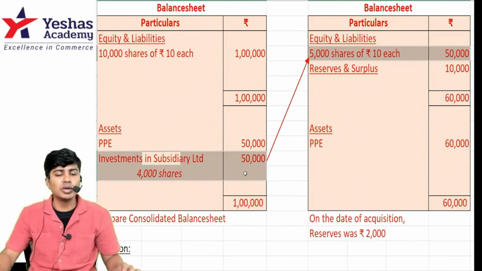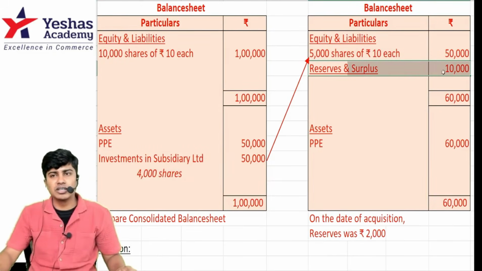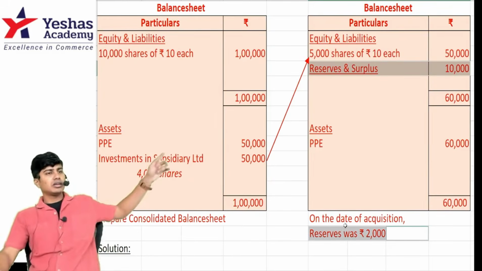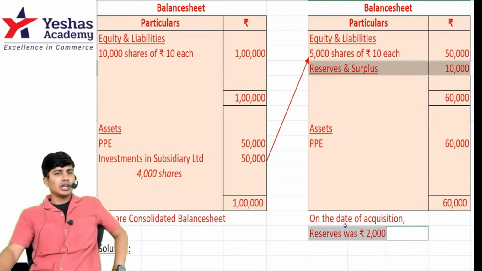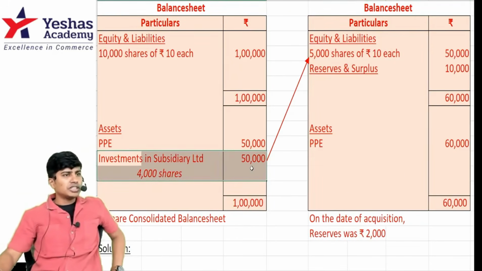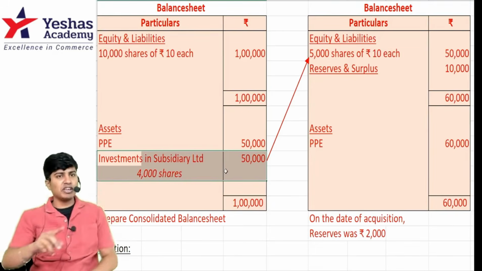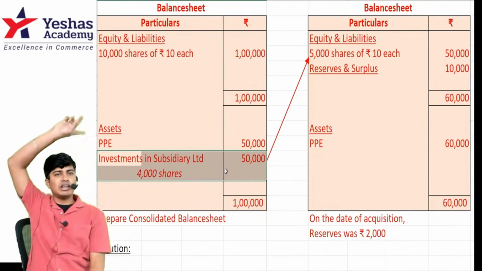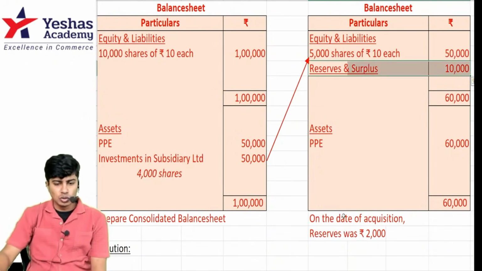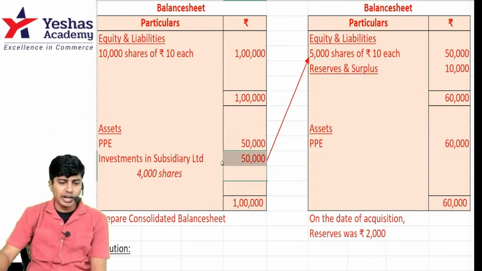But there's something more in this. What's more? Reserves and surplus. How much is reserves? 2,000 is pre. How much is post? So can I say 2,000 will be deducted from 50 first? Correct. 8,000 revenue reserve will appear in consolidated balance sheet. Out of this 10, 2 is pre. So 2 will be deducted from 50.